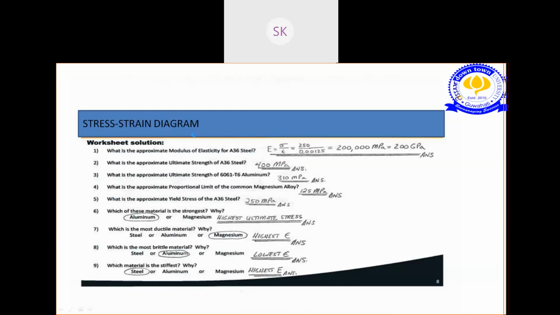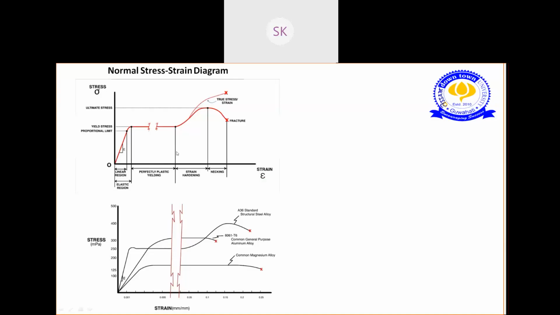Okay. Basically, I have discussed three typical graphs with you, right? So we have three typical materials. One is steel, another is aluminium, and another we saw is magnesium. So these are different materials.